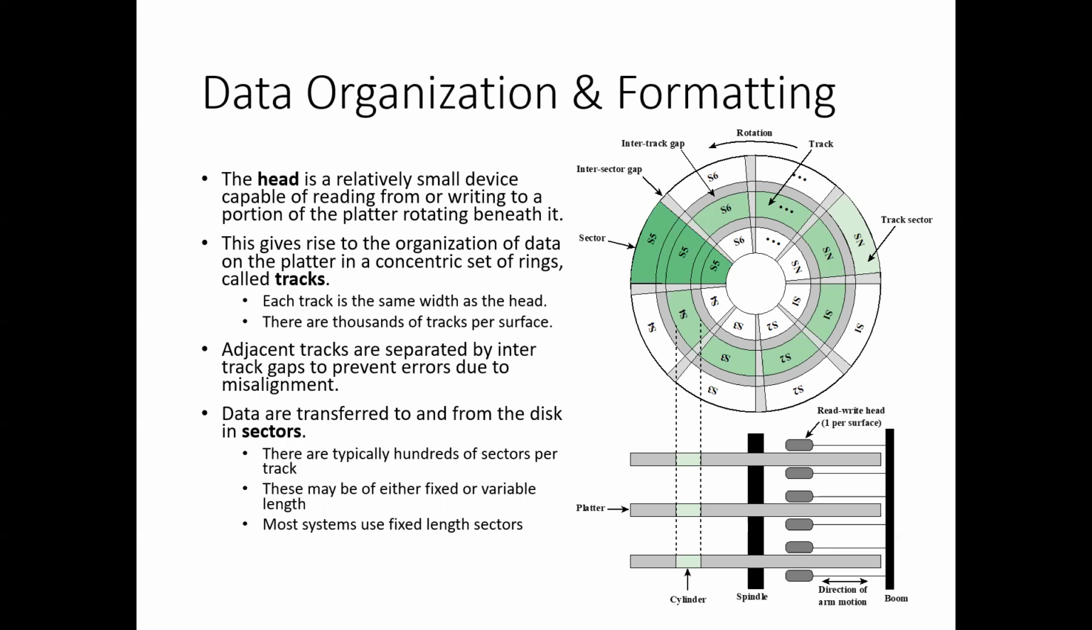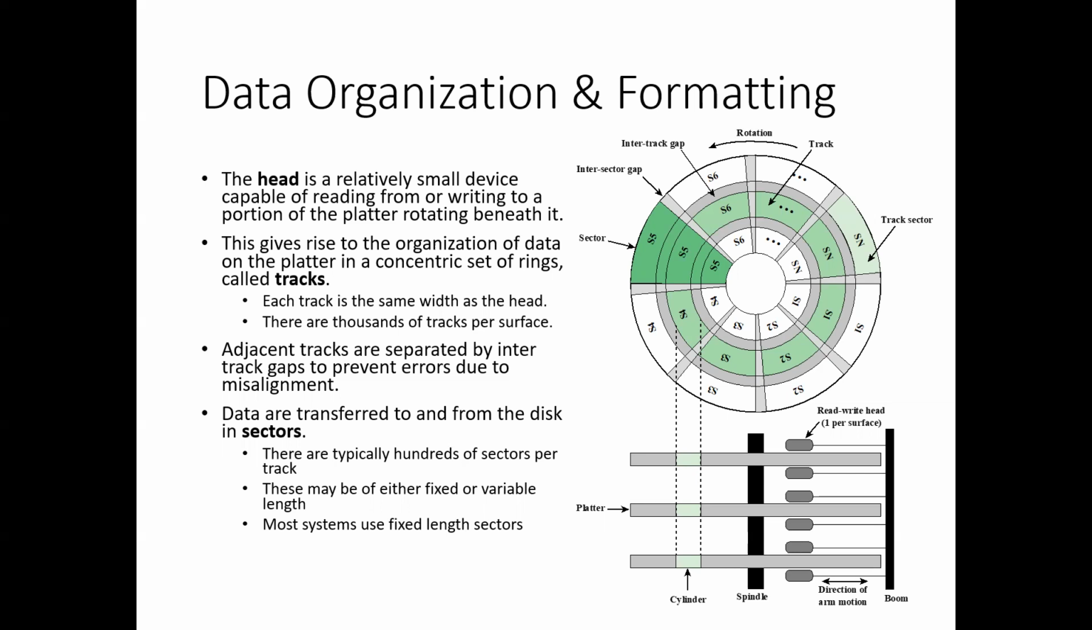Adjacent tracks are separated by inner track gaps to prevent errors from misalignment. You see the same thing on vinyl. They're separated by a small moment of silence so that you know where you're at. And then the data gets transferred to and from the disk in sectors.